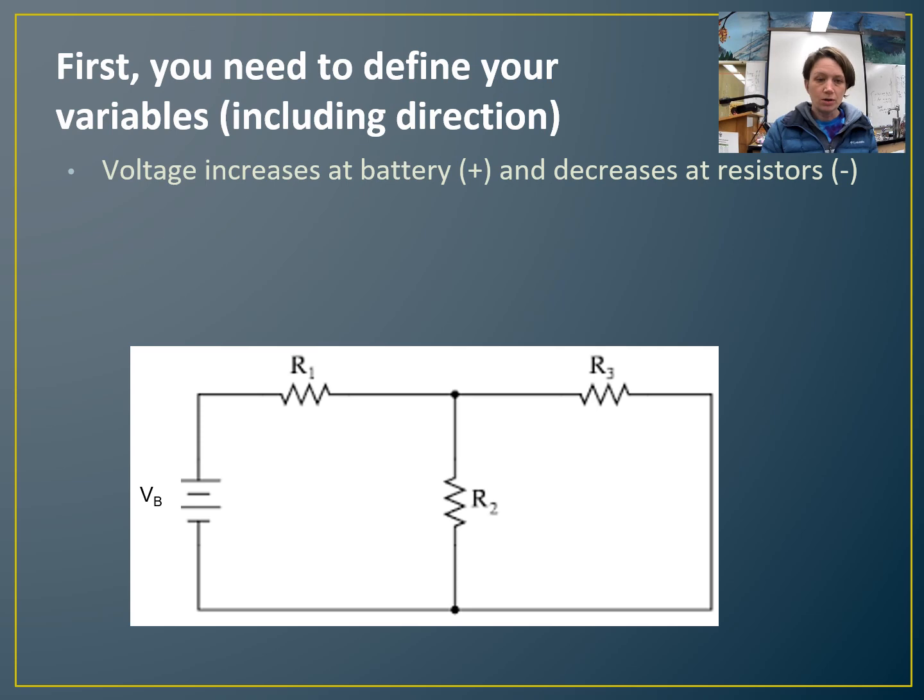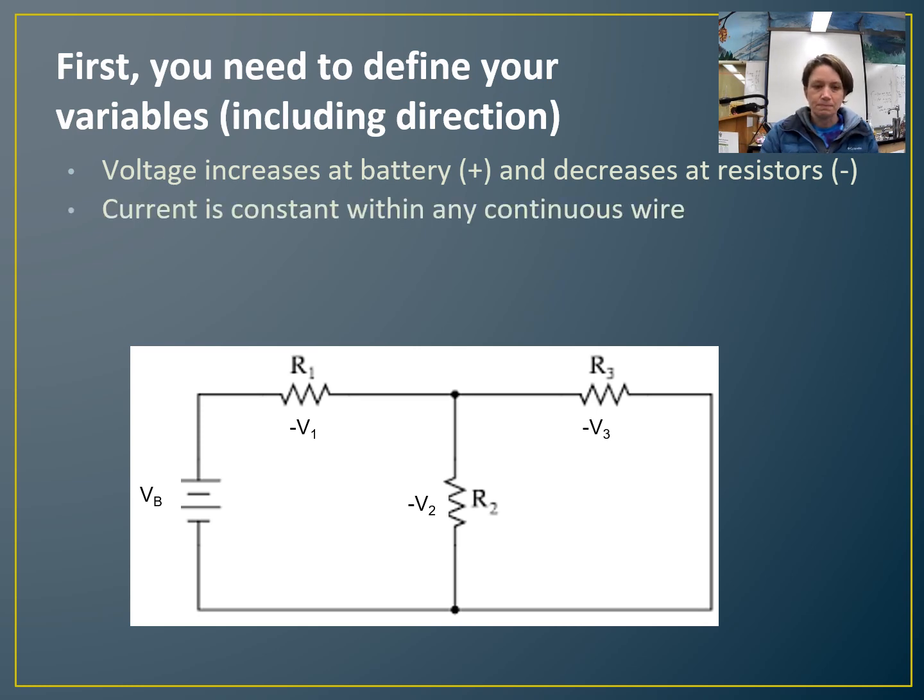So for starters, the voltage is going to increase at every battery, so I'm going to have a positive V value at all the batteries. And we're going to define our resistors as the places the energy is being used, so I'm going to put negative voltage values for all of my resistors.